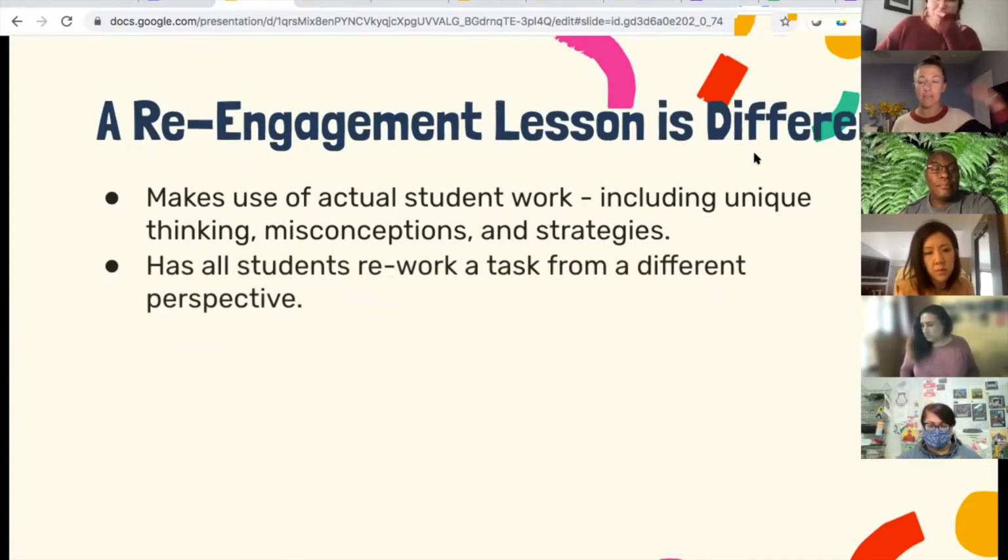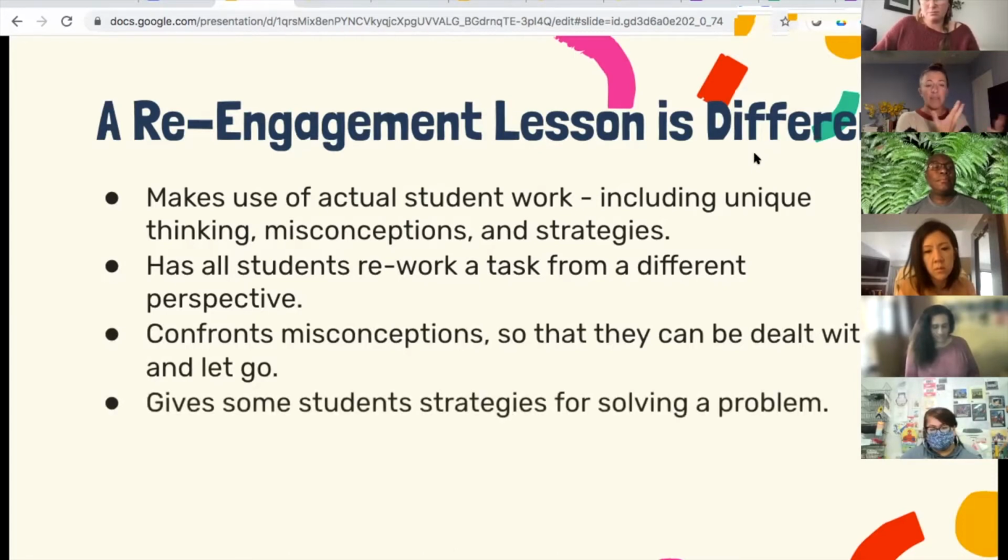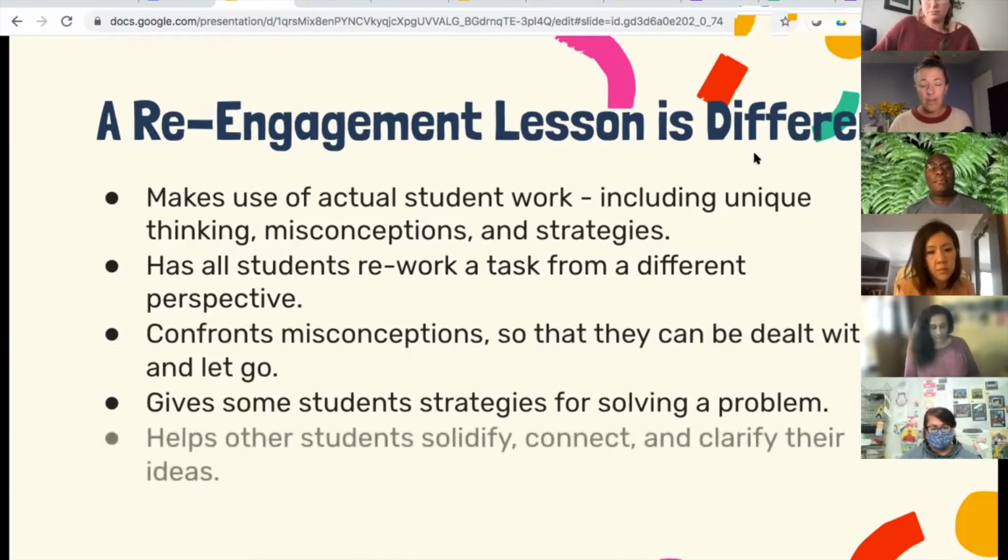So I wouldn't just ask students to do the running laps task again without any sort of directive. You'll notice that you are going to engage in this running laps task, but from a different perspective. We may confront a misconception so that we can just deal with it and let it go and move on. In this case, based on the design, this could actually give some students a strategy for solving the problem that didn't have one initially. Or it might help students that had an initial strategy and felt really confident. It could help them solidify or make some connections, or even just clarify the thinking of their peers.